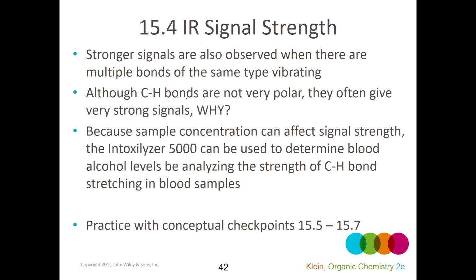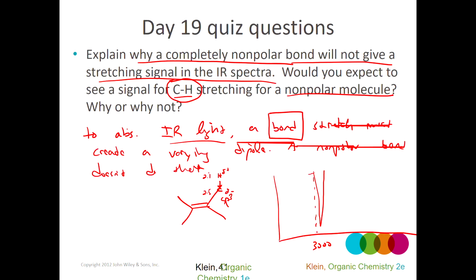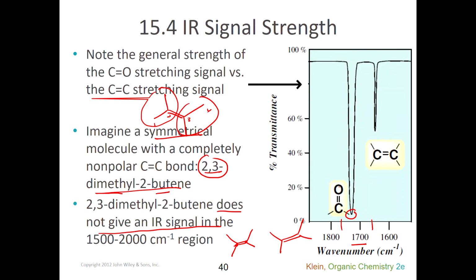We also need to recognize that if I have multiple bonds of a certain type, they'll all produce small signals, right? So we just showed how the more polar the bond is, the bigger the signal. So all it takes is one CO double bond in my structure to produce a huge signal.